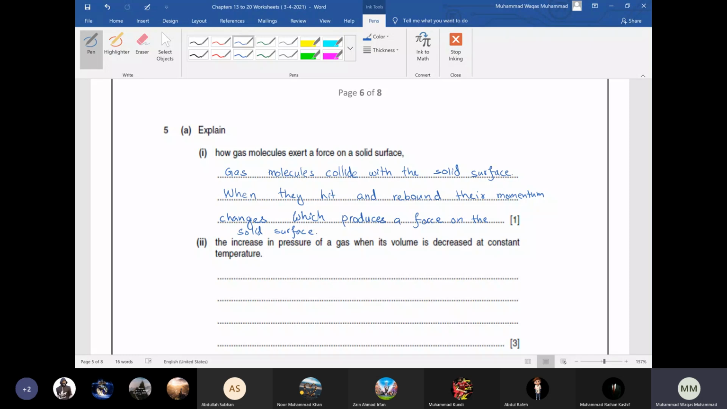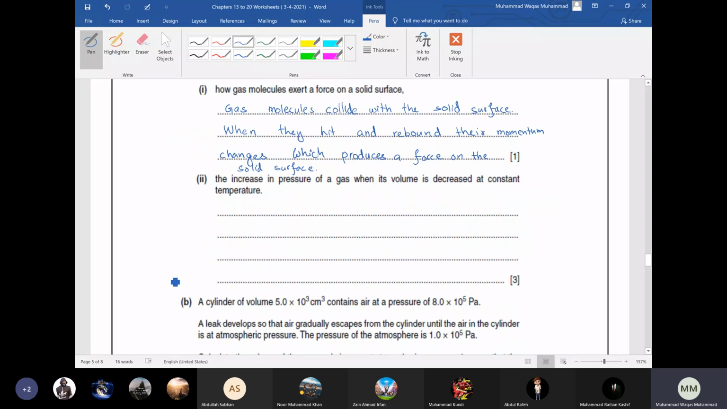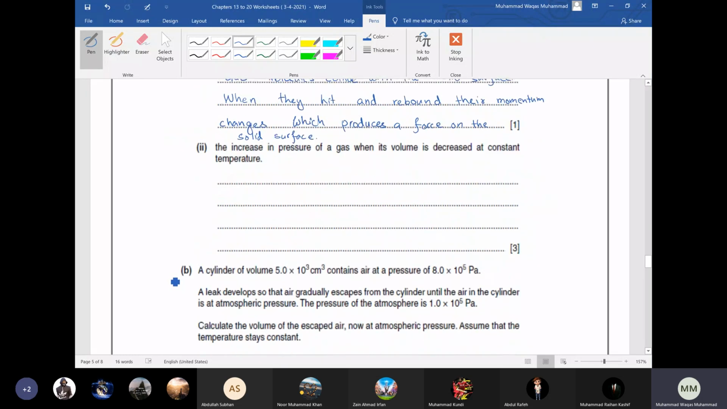Now beta, next part, the increase in pressure of gas when the volume is decreased at constant temperature. Can anyone answer this, beta? No one? Okay, beta, let's do this.